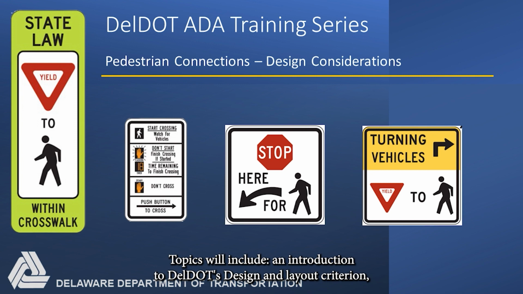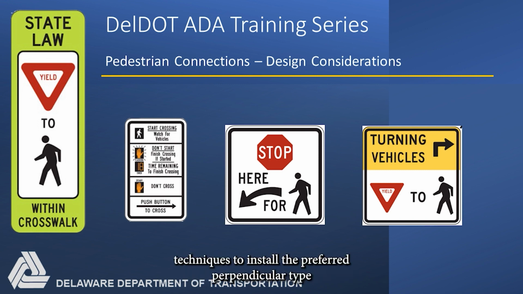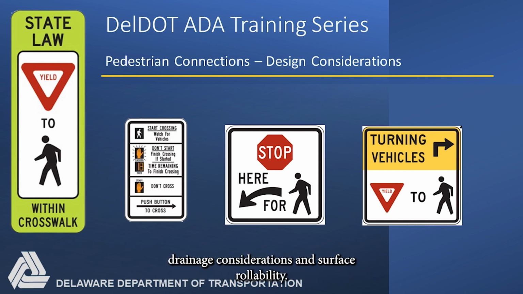Topics will include an introduction to DelDOT's design and layout criterion, pedestrian connection directionality, techniques to install the preferred perpendicular type curb ramps, pedestrian connection width, counterslope considerations, application of cross-slope requirements on alteration type projects, drainage considerations, and surface rollability. This video should be viewed after the first two videos in the pedestrian connection series have been completed.